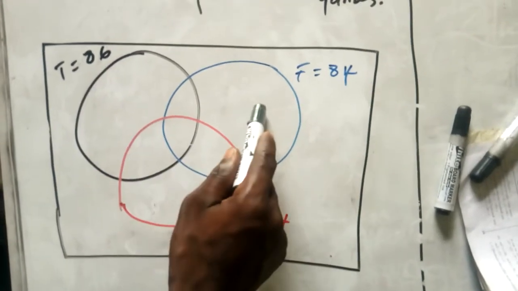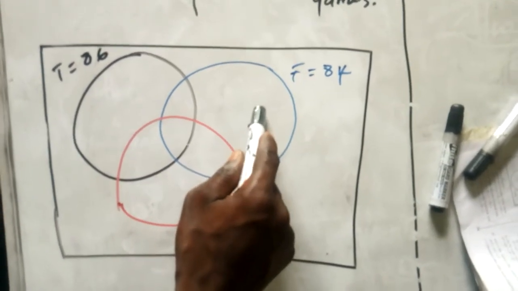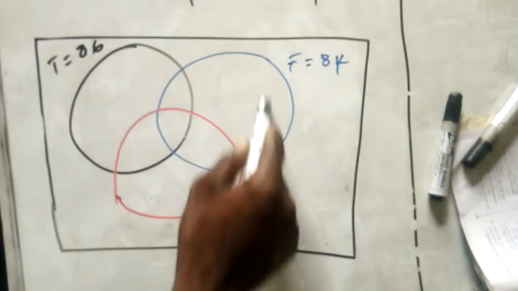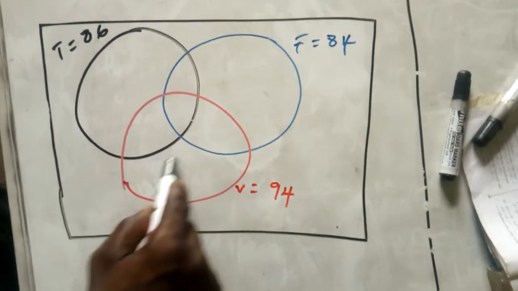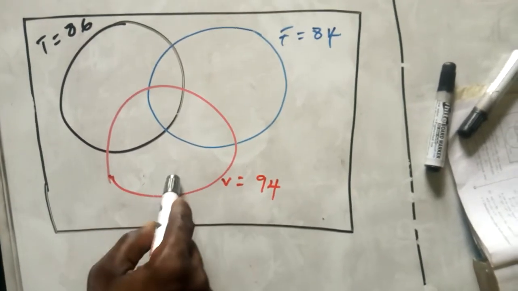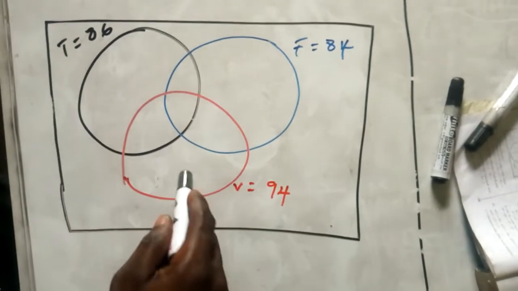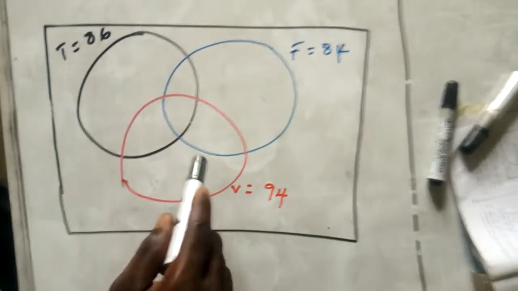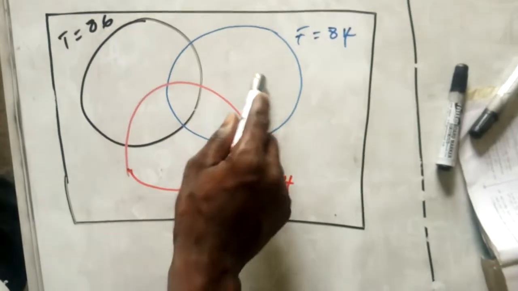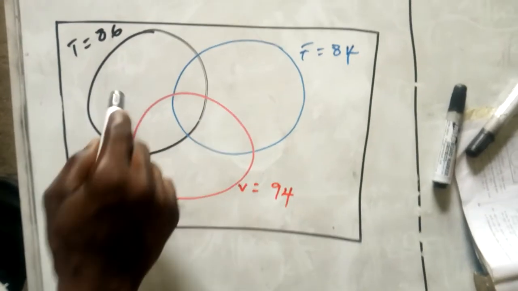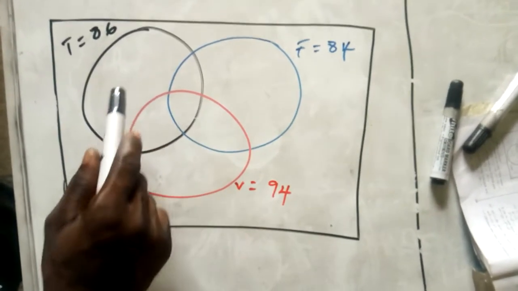So here belongs to those who play football only, right? This portion here belongs to those who play football. I hope by now you should have guessed those who are here, right? They are the people who play what? Volleyball only. They don't do anything in addition to volleyball, right? Here are the people who play what? Table tennis only. They don't do anything again.